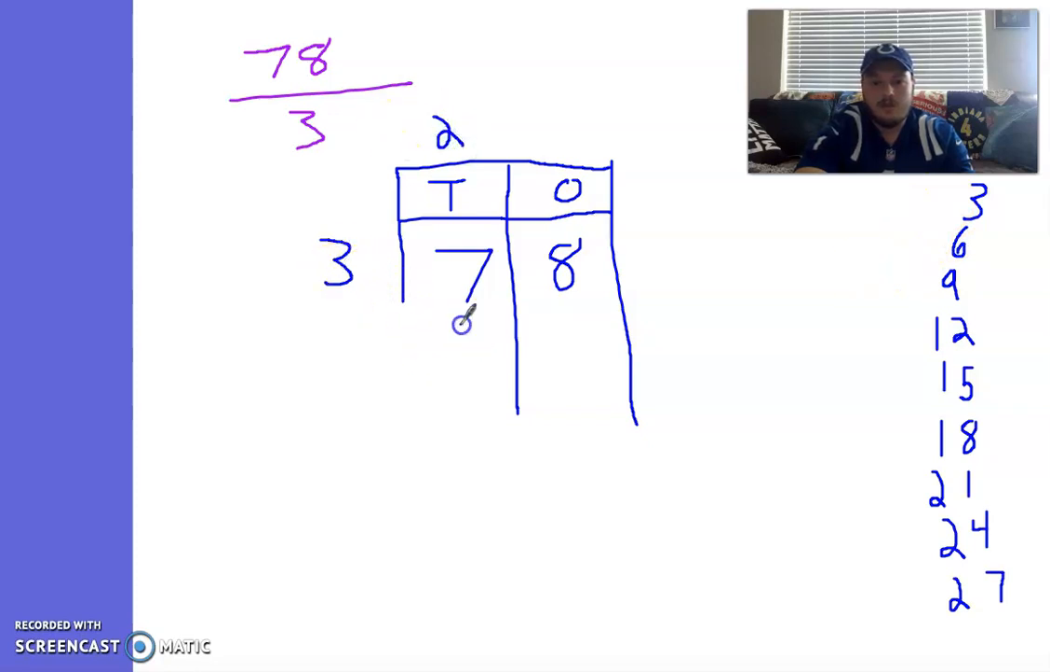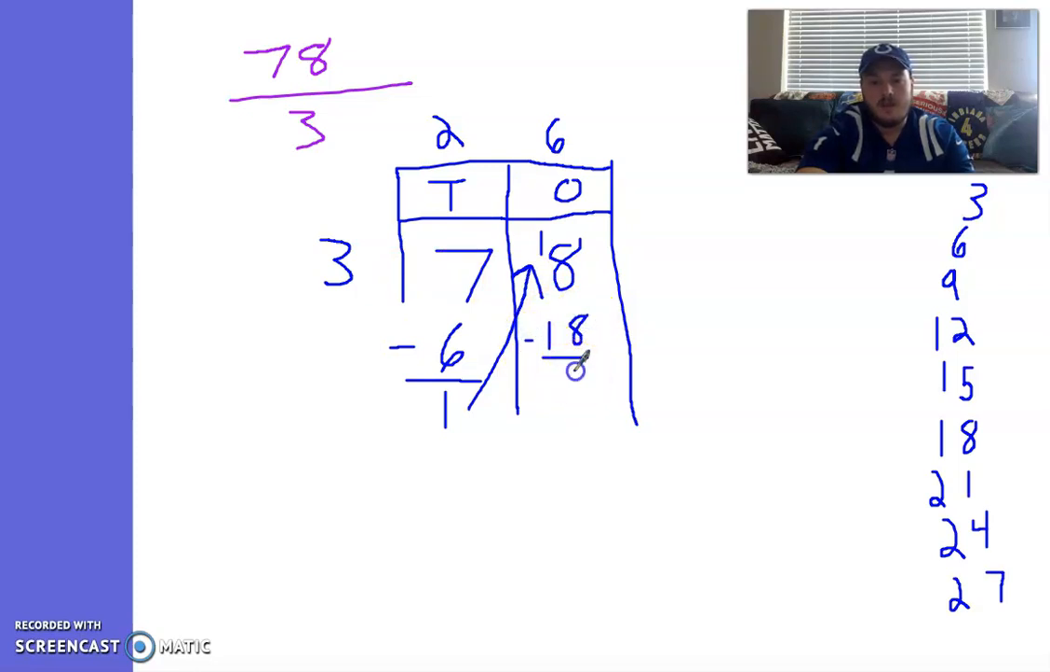2 times 3 is 6. I've divided, I've multiplied, and I know I multiply whenever I put my number below. I subtract, gives me a difference of 1. Bring my 1 on up, so I have 18. Now bring it back to my steps, so I'm dividing. 18 divided by 3. Let's look at our skip counts. We've got 1, 2, 3, 4, 5, 6. We found our match, so we know it has to be a 6. 6 times 3, 18.